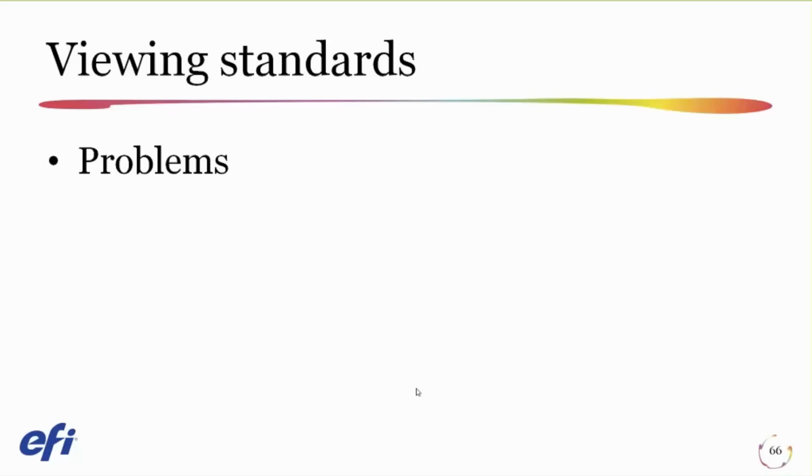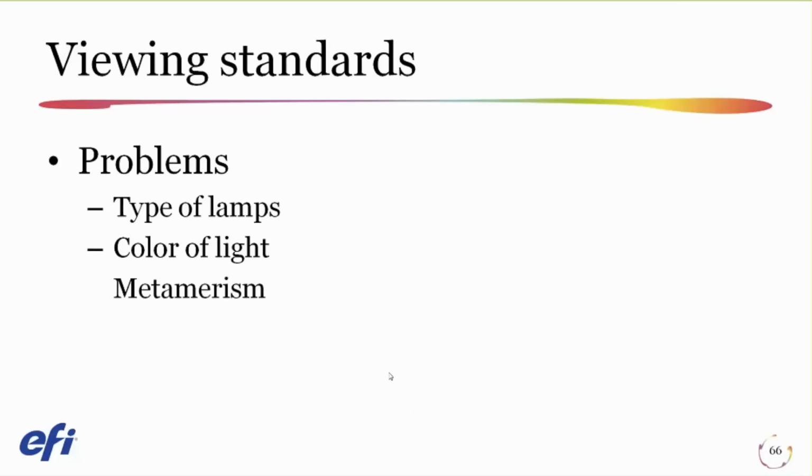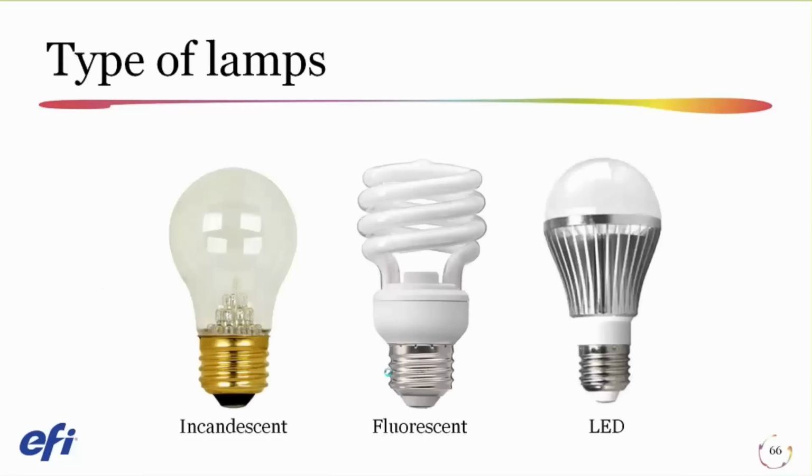Well, the viewing standard, well, we have a lot of problems in viewing: the type of lamps that we use, the color of the light, something called metamerism, and something called optical brighteners. First, let's look at the types of lamps. We can have incandescent lamps. Well, they're very yellow. Fluorescent lamps, well, they can be all over the place.